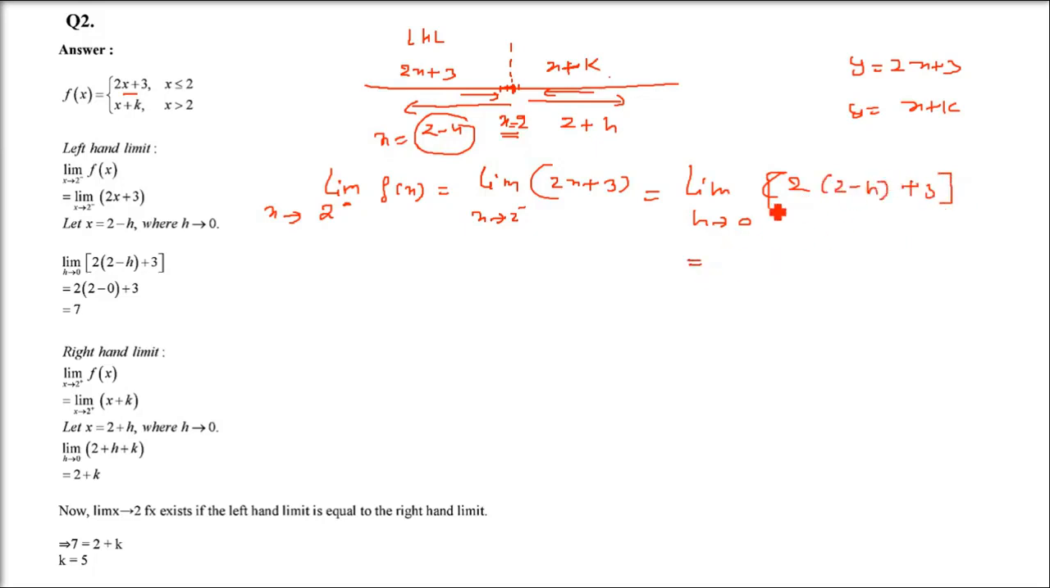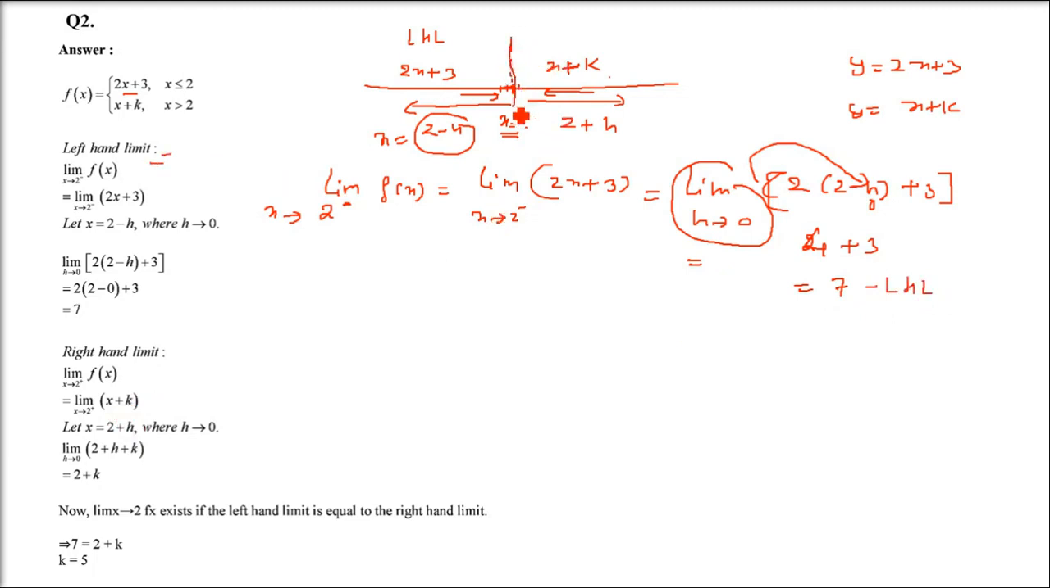H tends to 0, so you can just remove this. 2 into 2 is 4, 4 plus 3 is 7. So we have limit h tends to 0. H you have to remove because you are putting h as 0. When you put h, just forget about h then. Limit has already been applied. So you have 7 here. This is the left hand limit.